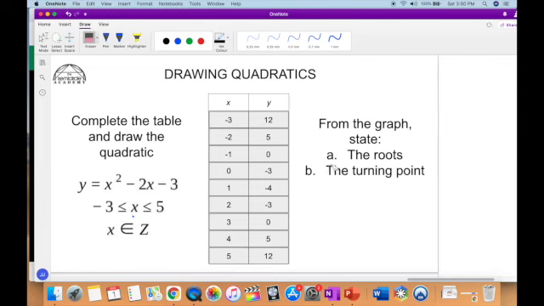Oh, that's the root. I'll put it as a one. -1 and 3. Those are the two x values, right? Yeah. Right, and what is the turning point?